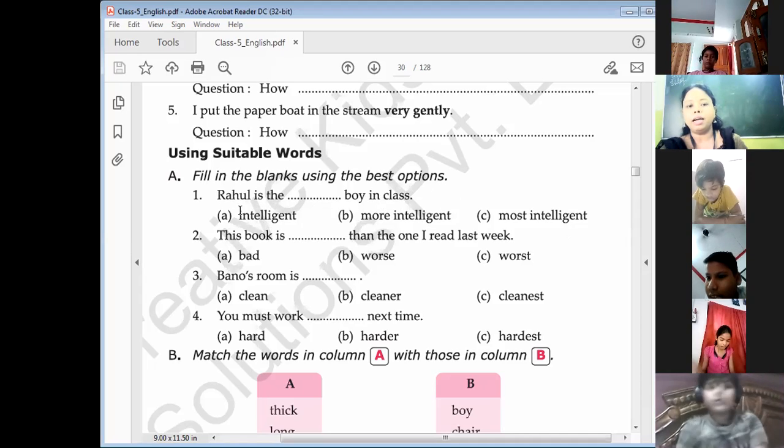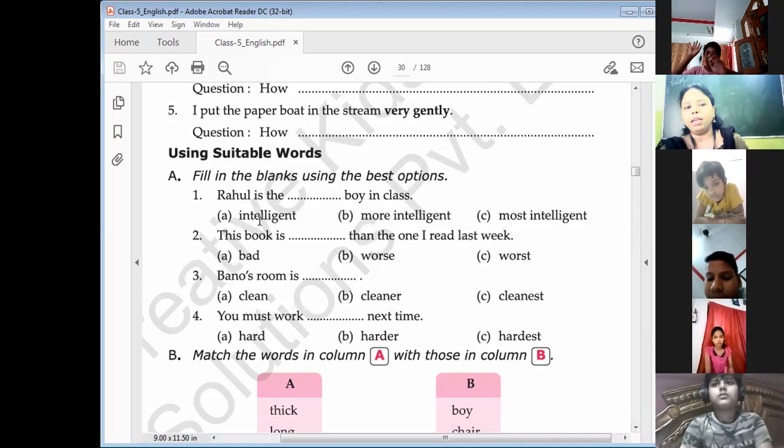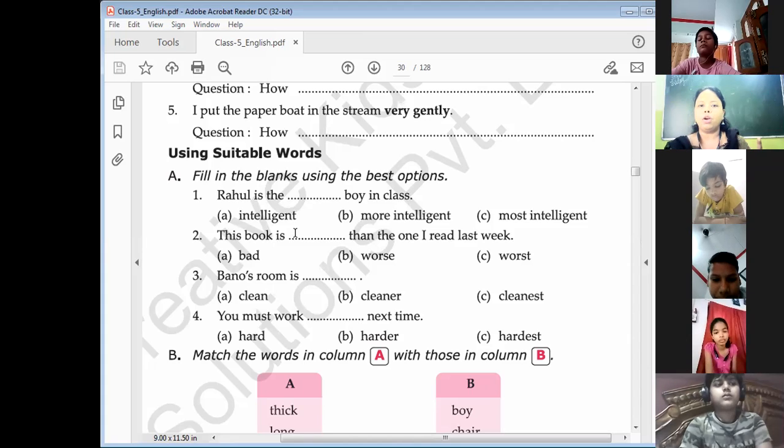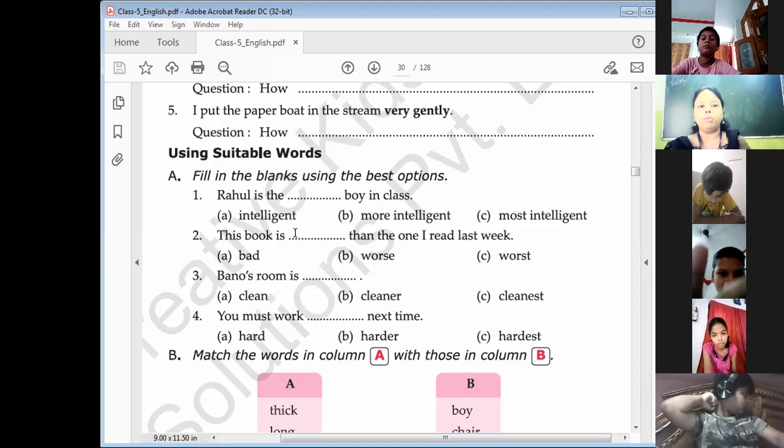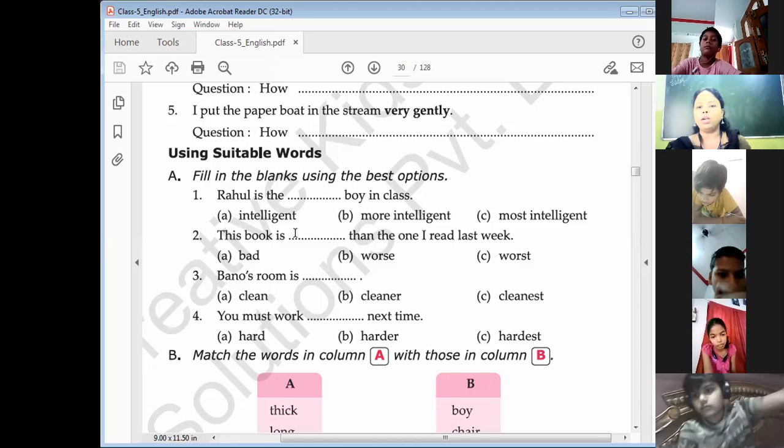Rahul is the dash boy in the class. तो सिर्फ intelligent होगा, more intelligent or most intelligent. Listen to me very carefully. That intelligent कब होगा? Whenever we are not comparing with anyone. हम किसी से compare नहीं कर रहे. We are talking about myself that Rahul is an intelligent boy. Understand? We are not comparing.